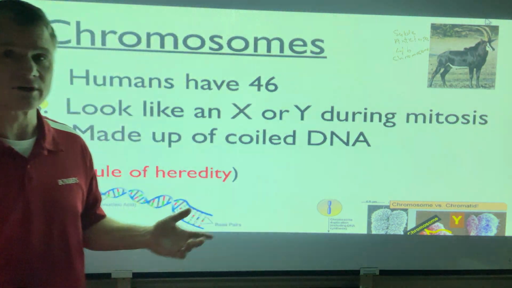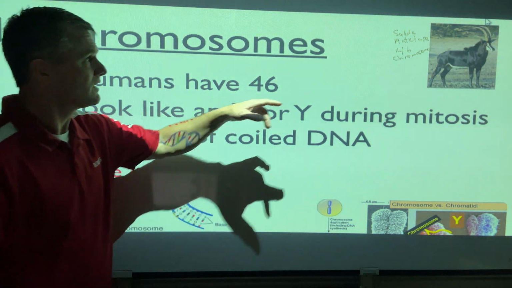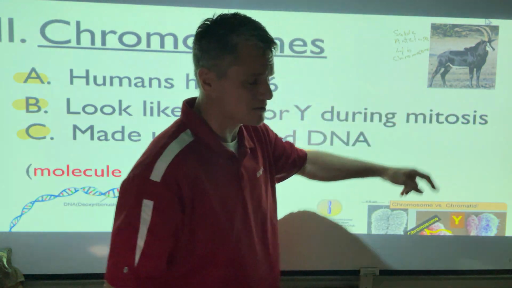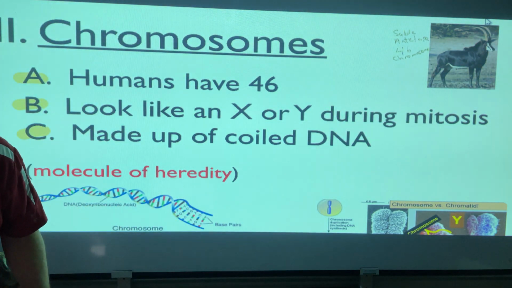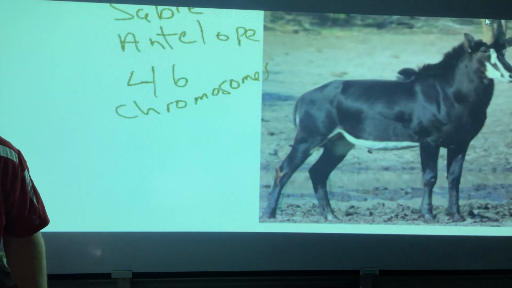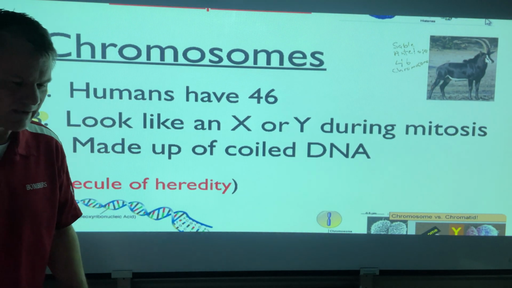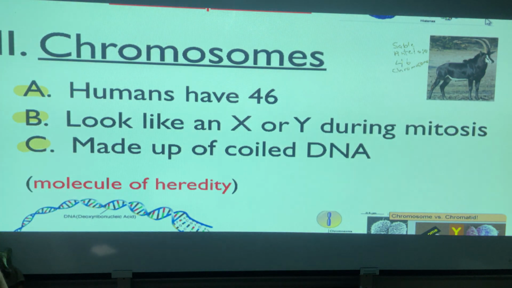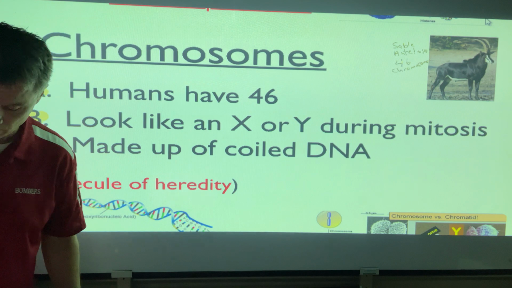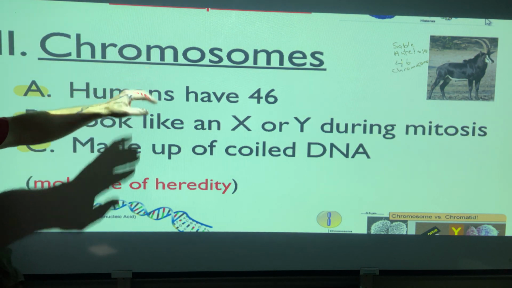There are other things that have 46 chromosomes, like this sable antelope. This guy here, he has 46 chromosomes, but you notice he's not human. Even though he has the same number, he might have some genes turned off and turned on in different places than we do, and that makes them look a little different. Okay, so we have 46 chromosomes.